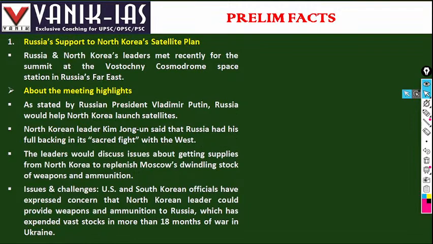Okay, the next topic: Russia's support for North Korea's satellite plan. Russia and North Korea's leaders met recently for a summit at the Vostochny Cosmodrome, a space launch facility in Russia's Far East. As stated by Russian President Vladimir Putin, Russia could help North Korea launch satellites. North Korean leader Kim Jong-un said that Russia had his full backing in its sacred fight with the West. The leaders would discuss getting supplies from North Korea to replenish Moscow's dwindling stock of weapons and ammunition.